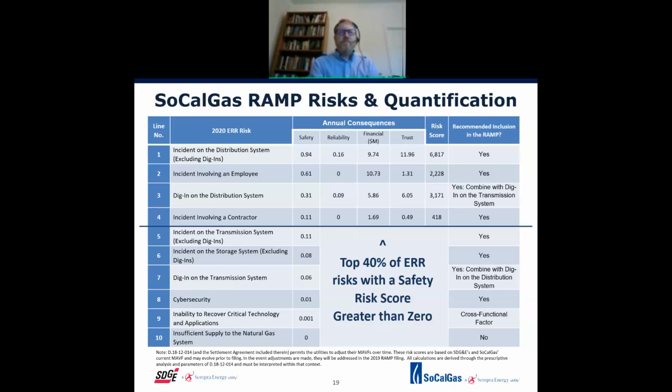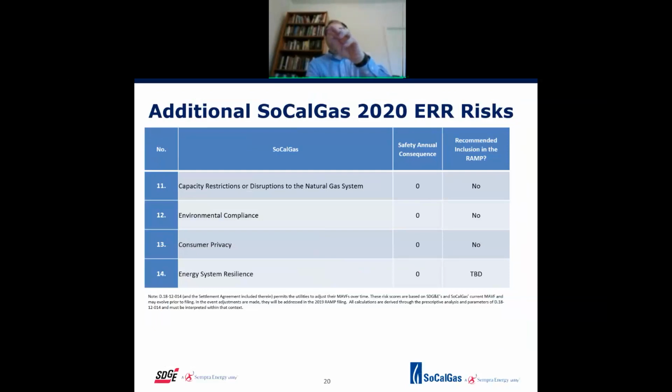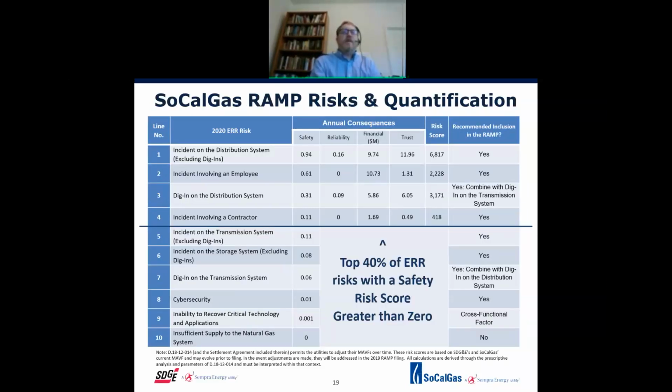On this slide, Joe, if you don't mind, if you could flash forward just one slide just to show that all 14 are here, and then maybe back, Joe. Thank you. I appreciate your cooperation. We're looking at all 14 risks, and each one has a safety score, and you can see it's sorted by the safety number, 0.94, 0.61, and so on.